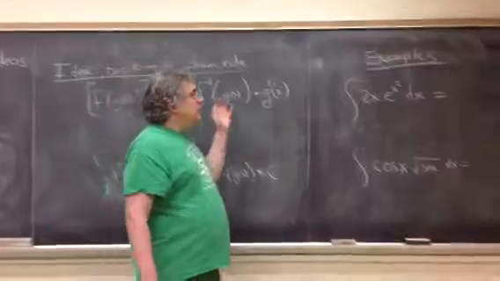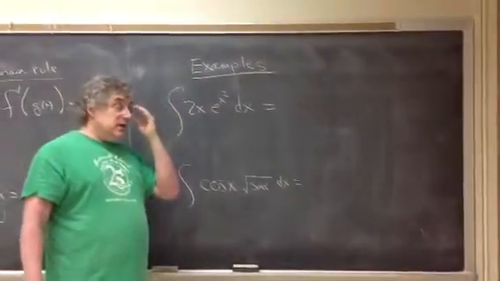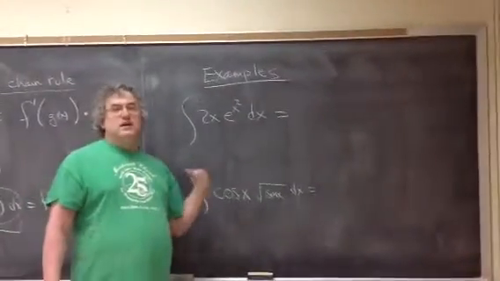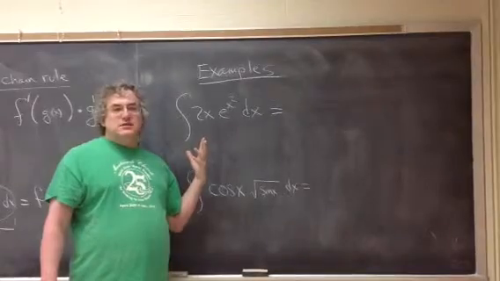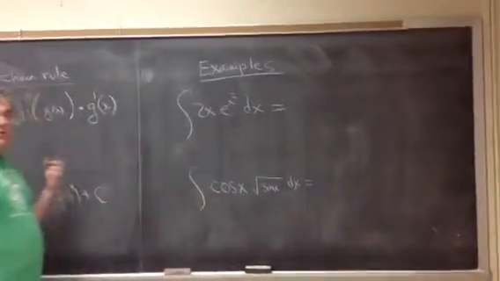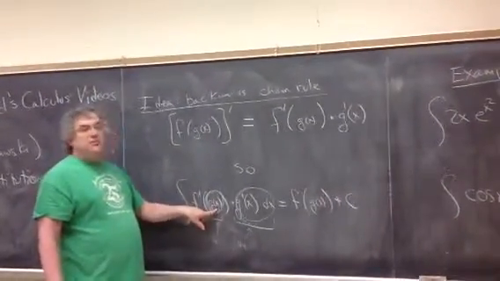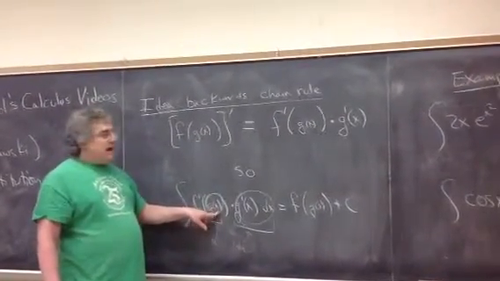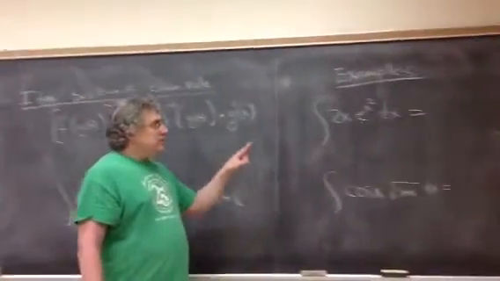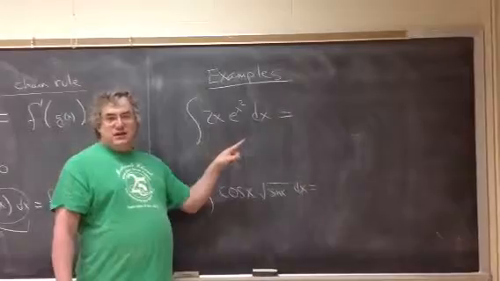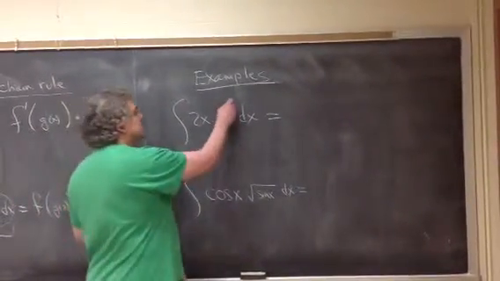So what are we looking at over here? Our first example: the integral of 2x e to the x squared dx. Hopefully, knowing that we're doing chain rules, you can kind of guess what the answer is. But what we're really looking for is a function whose derivative has something inside of it, and then something else outside, which is the derivative of that. So we're looking for a function inside somewhere that has its derivative outside. So this is the function inside.